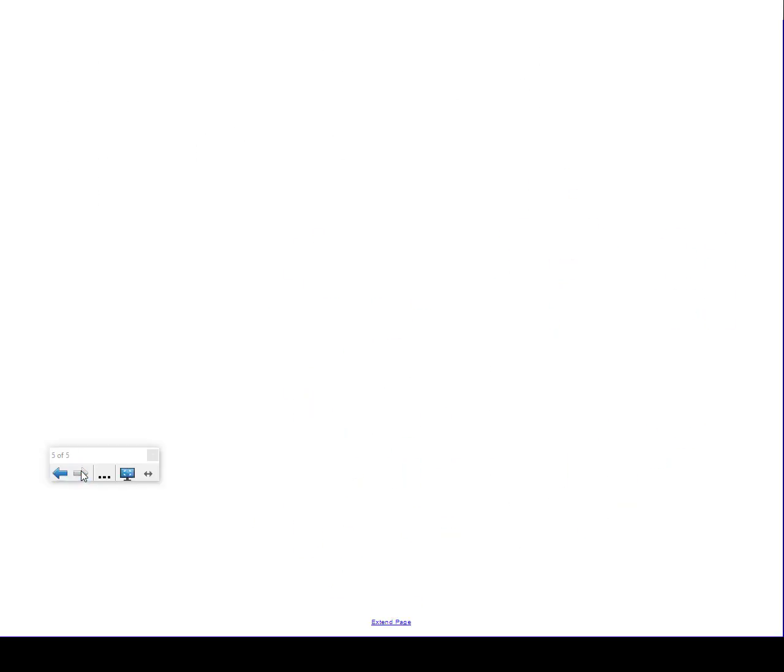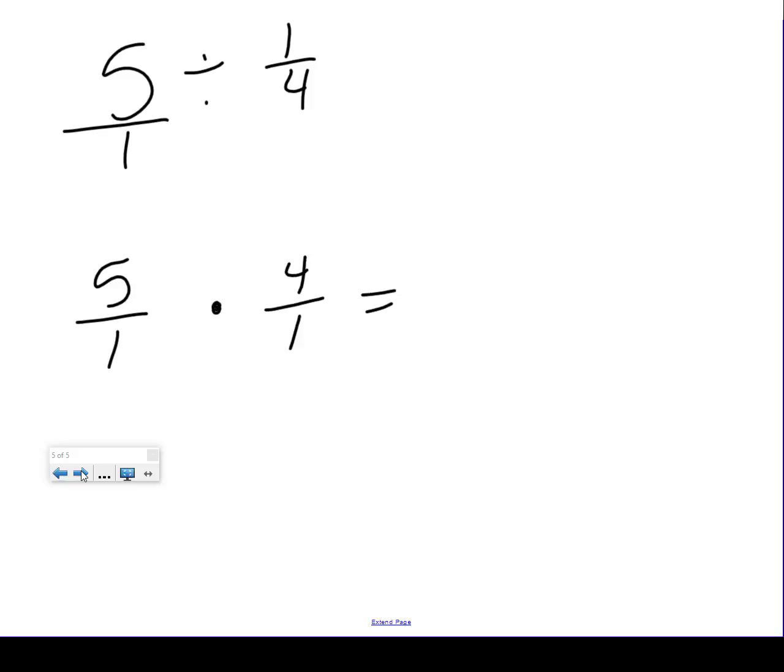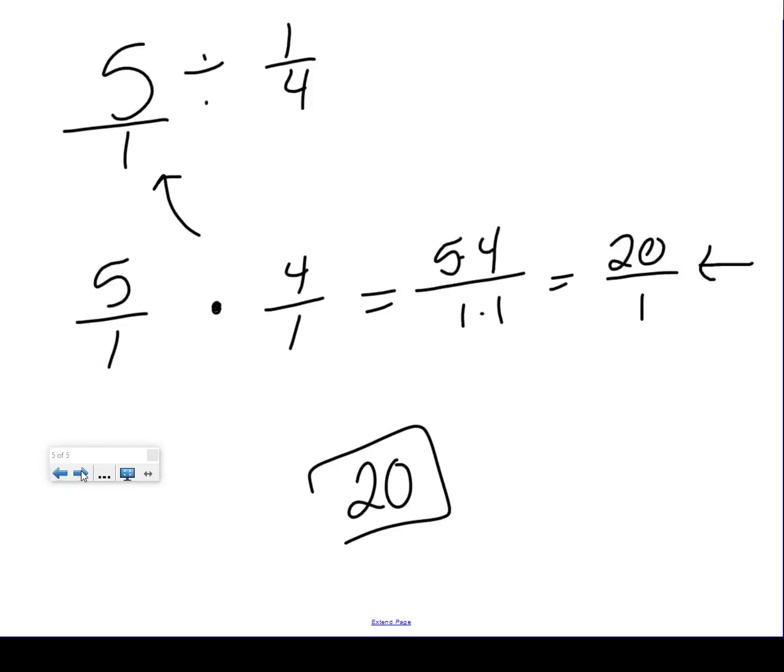Okay, let's try another one. 5 divided by 1/4. We've already talked about this a little bit, but what is 5 as a fraction? Well, any whole number is a fraction over 1. So I'm going to keep it the same, change it to multiply, and flip it over. I cannot simplify in any of the diagonals because of all the 1s in the denominators, so I have 5 times 4 and 1 times 1, which becomes 20 over 1. Remember, if it's over 1, it's just a whole number. So this final answer is just 20.